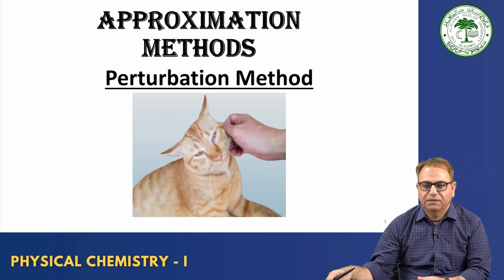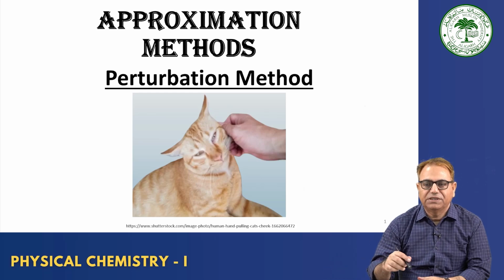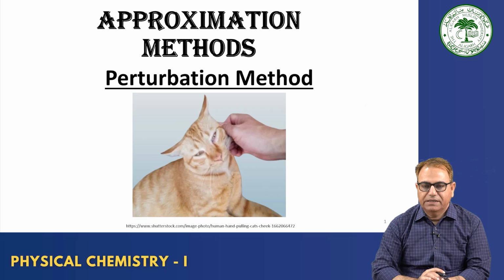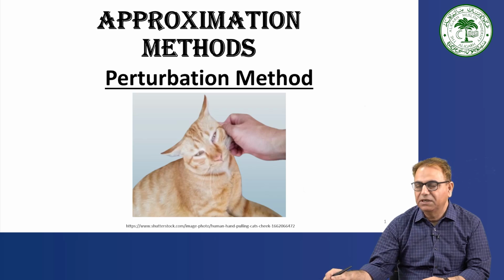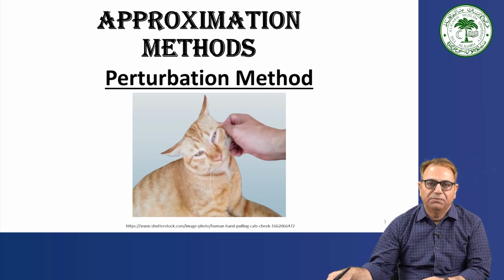If you look at this picture, the diagram of this cat will remain the same except for a small change on the cheek. When the owner of this cat is pulling its cheek, then a slight disturbance is taking place. So this is a perturbed system. The system is known to you, with a small disturbance, that's called a small perturbation. Then only you can apply this particular method, perturbation method.